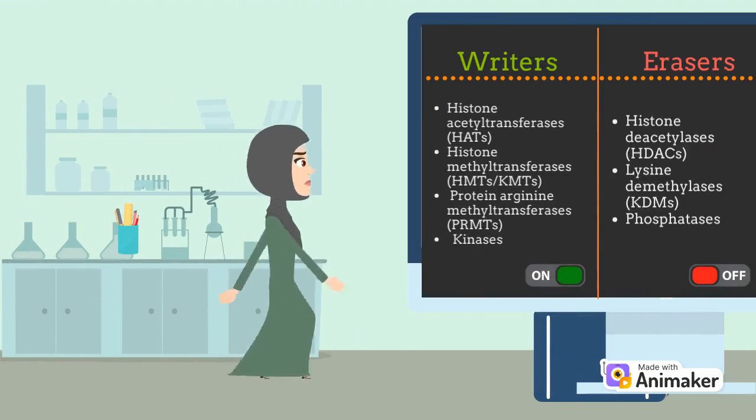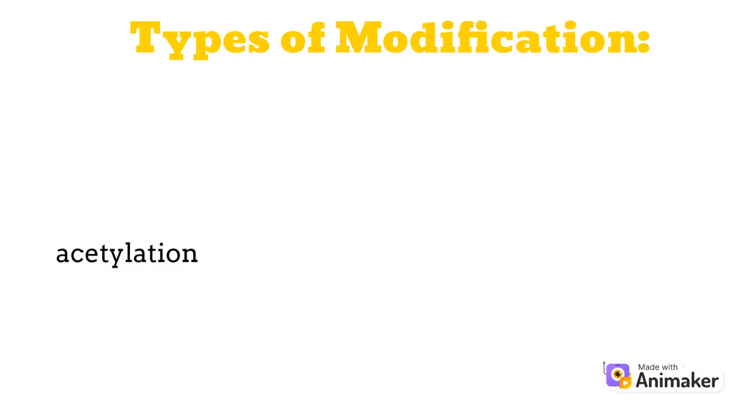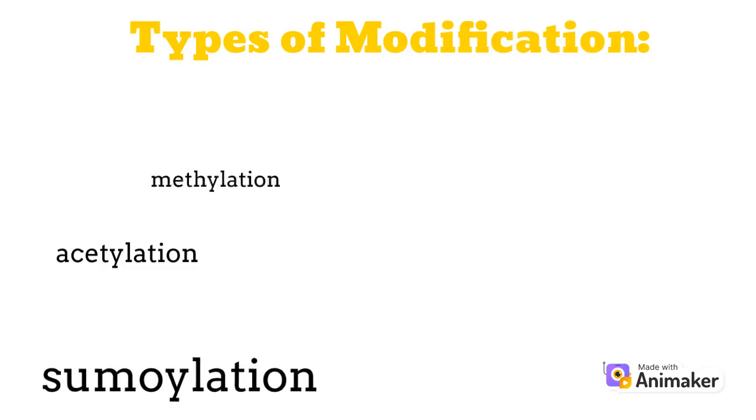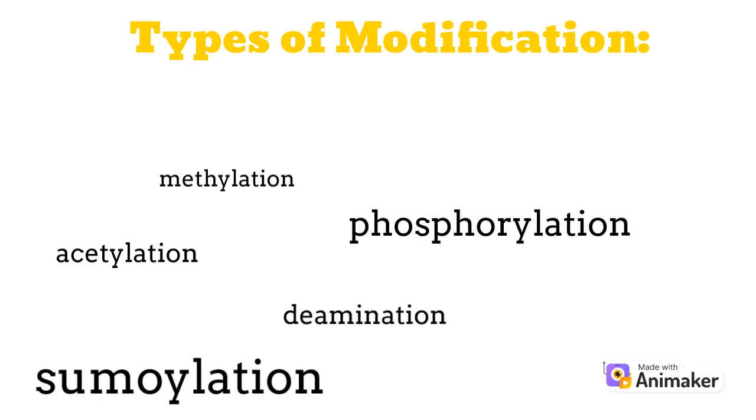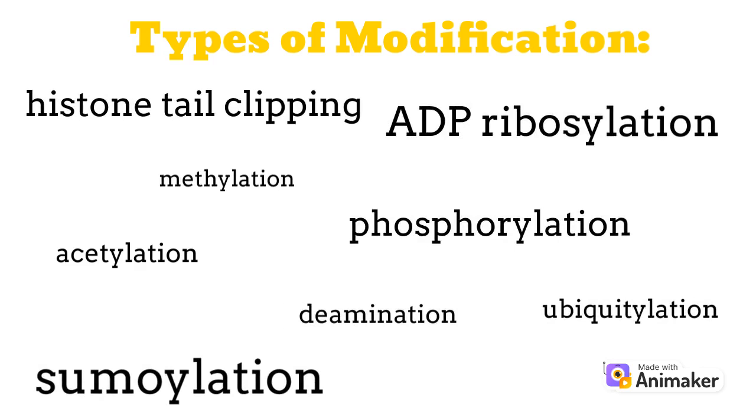The histones can undergo modification that can determine whether gene expression of a certain gene is on or off, which impacts the way genes are expressed in different people. The chemical compounds that modify the genome are called writers and erasers, and are very important to the system. The most researched of these modifications are acetylation, methylation, and phosphorylation. Others include deamination, ADP ribosylation, ubiquitinylation, sumoylation, and histone tail clipping.